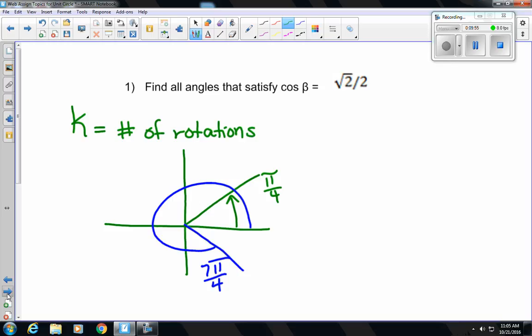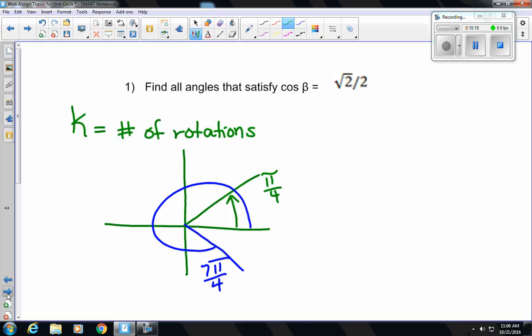Okay, now here's where the pi k and the 2 pi k come in. How much rotation is pi k, if k is 1? Half a rotation. It's around halfway, like a semicircle. What kind of a rotation is 2 pi k if k is 1? It's a full rotation.